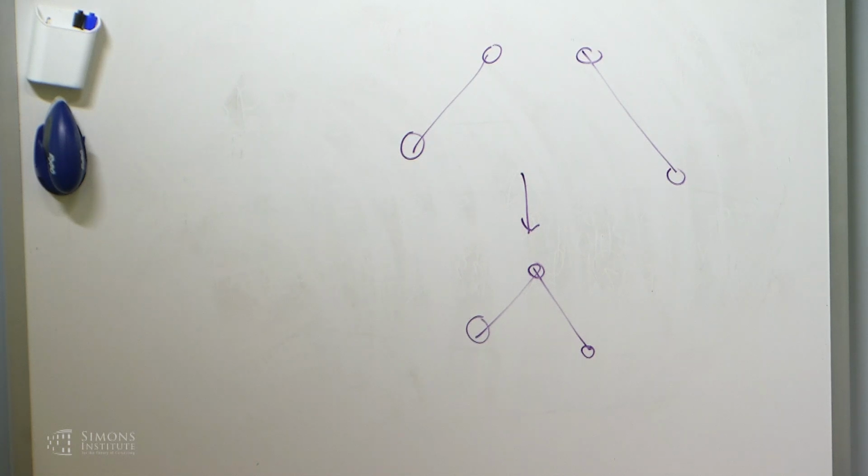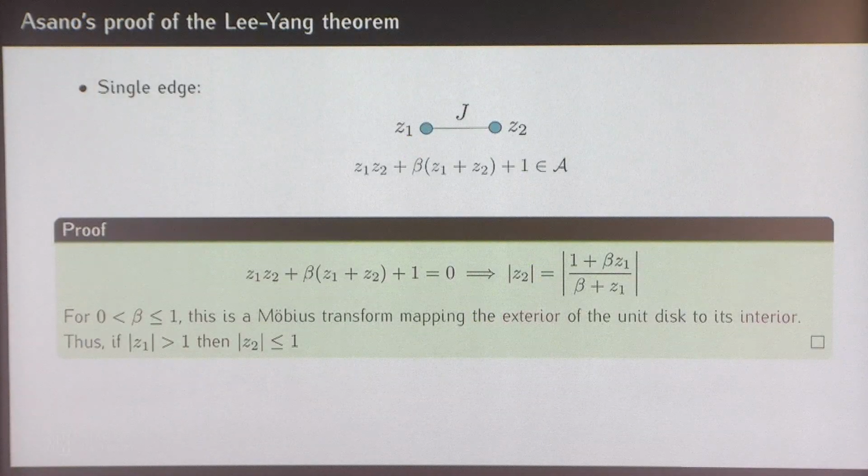And the structure of the proof for the hypergraph would also be similar. Again, we'll have to prove it for each uniform hyperedge. In the Asano case, it was an edge, and then show that the Lee-Yang property is preserved under contraction of vertices. The only difference would be that the base case, proving the theorem for the uniform hyperedge, would be somewhat more complicated than the Asano proof, which I'll just go through. And the contraction proof would be more or less similar. So let's just look at Asano's proof for the usual Lee-Yang theorem.